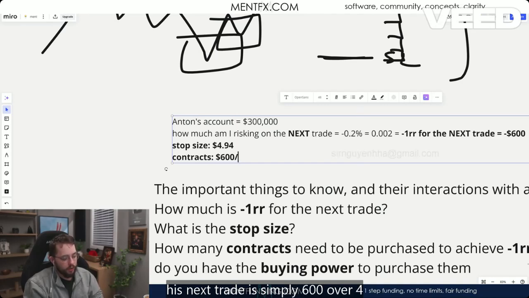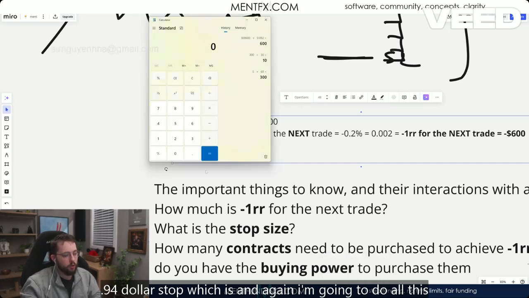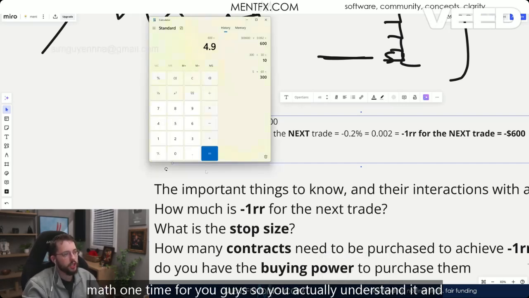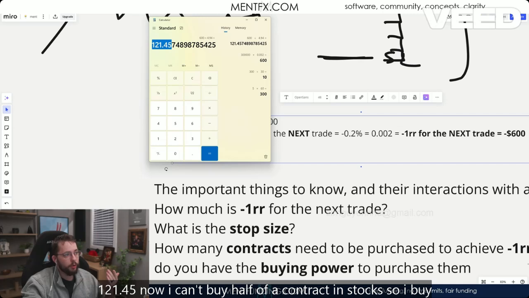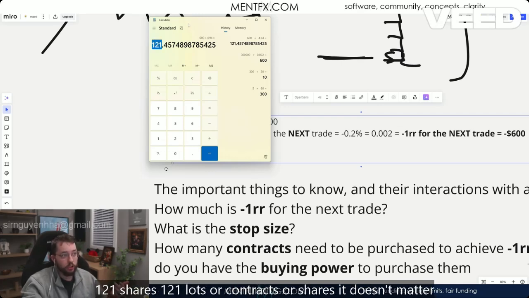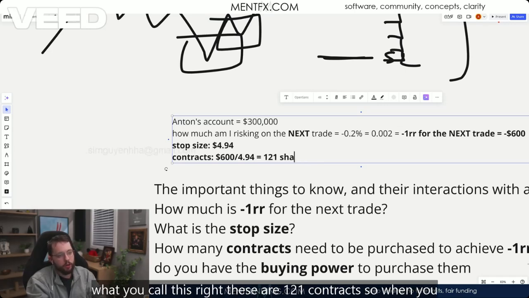over the $4.94 stop. I'm going to do all this math one time for you guys so you actually understand it and never have any confusion about it, but there's your number, 121.45. Now, I can't buy half of a contract in stocks, so I buy 121 shares, 121 lots or contracts or shares. It doesn't matter what you call this.